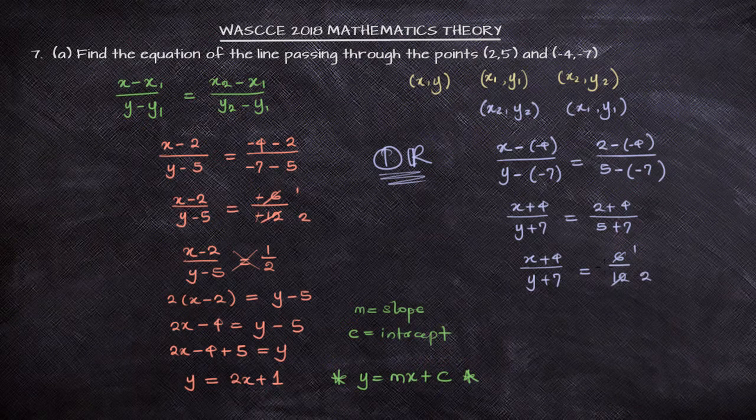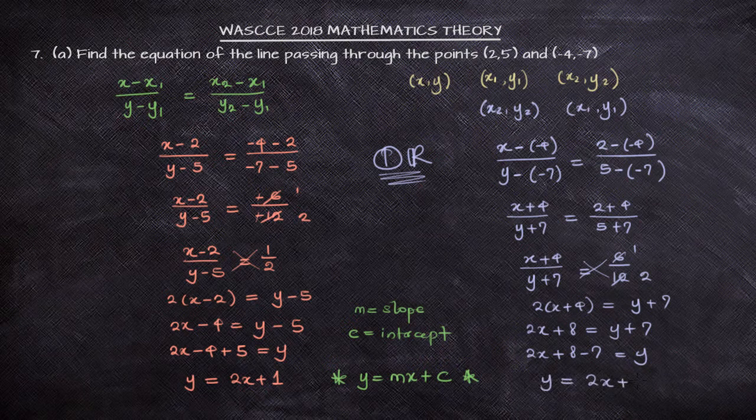And if we cross multiply from there, we'll have 2 into x plus 4 is equal to y plus 7. And that will yield 2x plus 8 is equal to y plus 7. And if we bring 7 to the left hand side, we have 2x plus 8 minus 7 is equal to y. So y is equal to 2x plus 1. You can see we are having the same value. All you need to do is to be consistent and the answer will easily come out, no matter the one you put as x1, y1 and x2, y2.